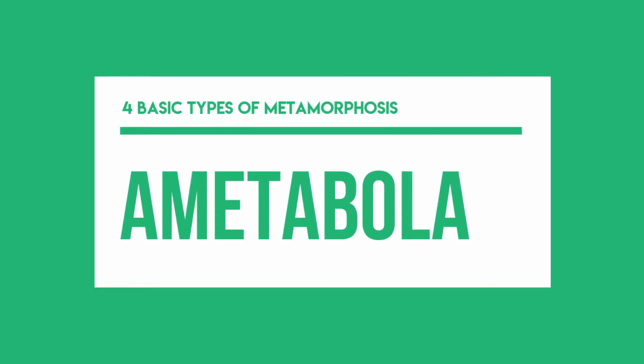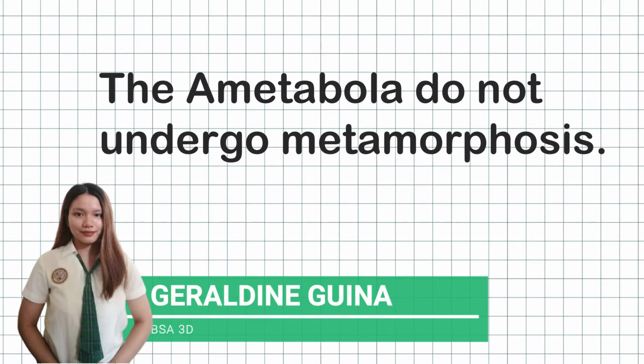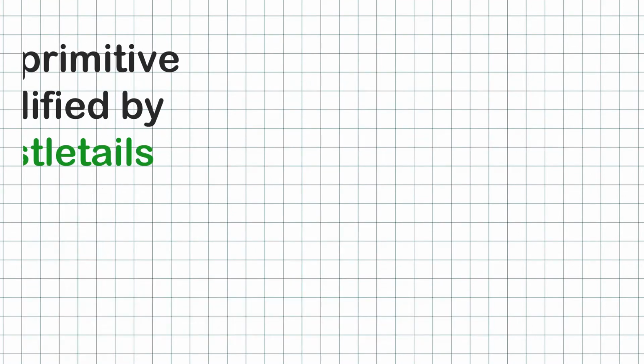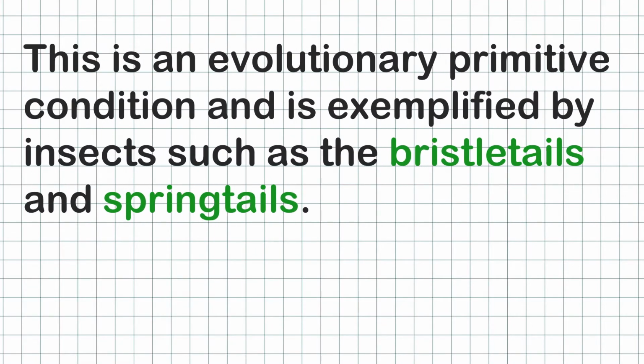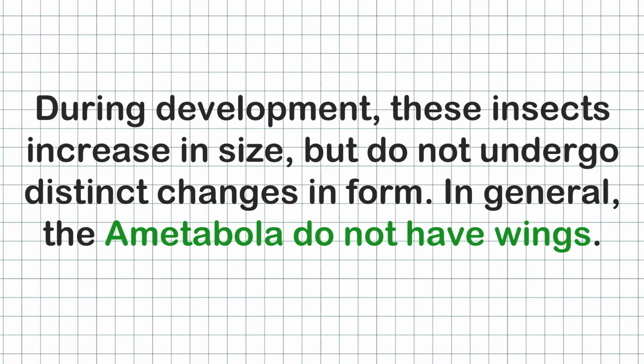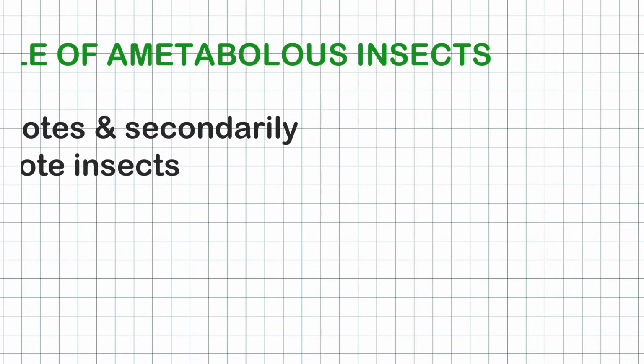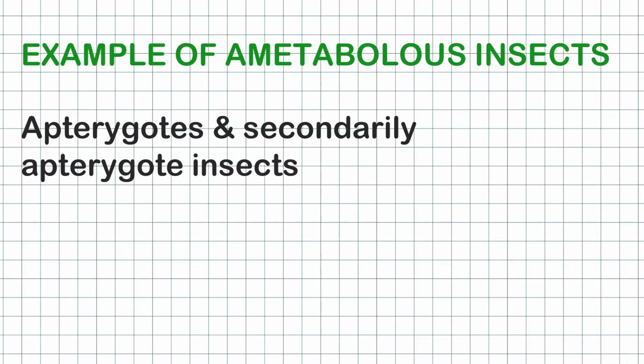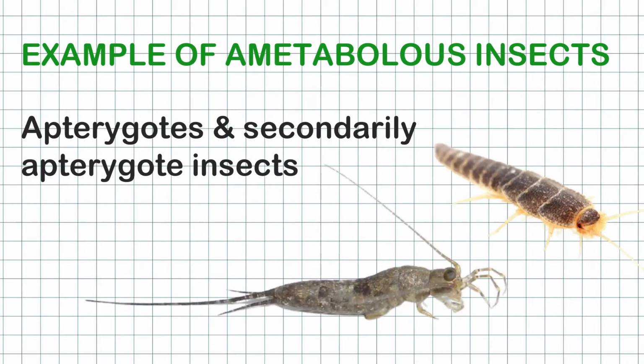Ametabola, or no metamorphosis. The ametabola do not undergo metamorphosis. This is an evolutionary primitive condition and is exemplified by insects such as the bristletails and springtails. During development, these insects increase in size but do not undergo distinct changes in form. In general, the ametabola do not have wings. Examples of ametabolous insects: apterygotes and secondarily apterygote insects.